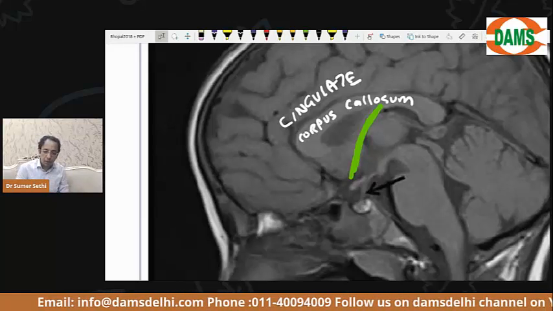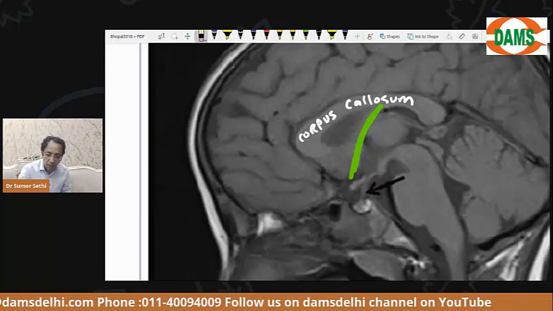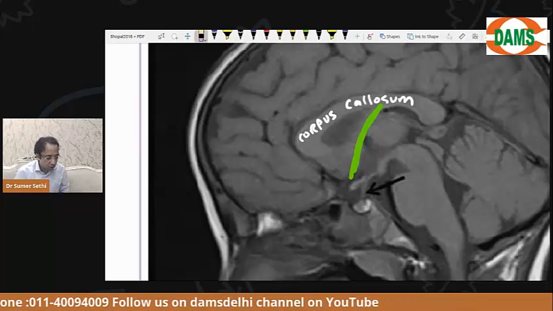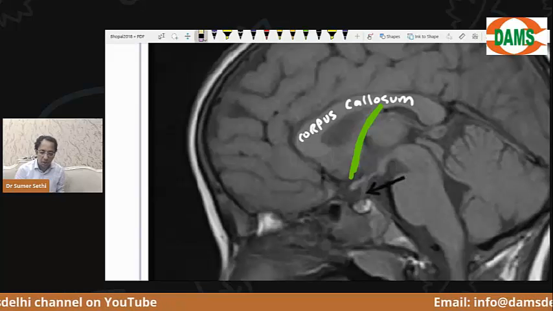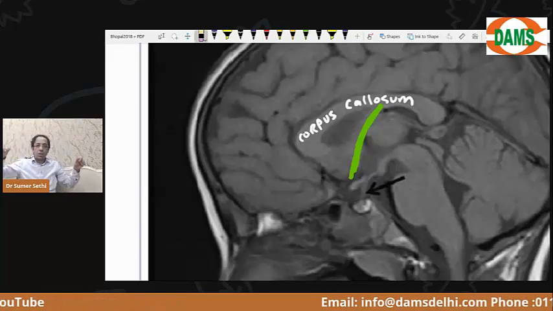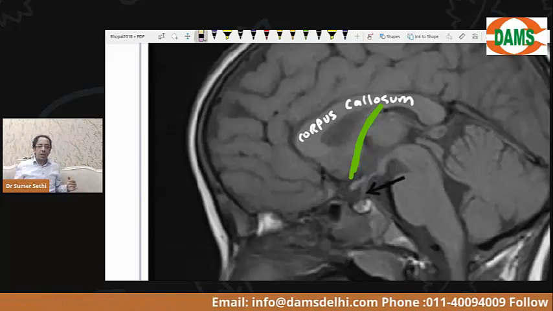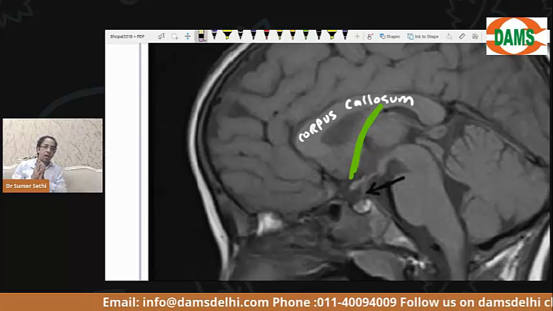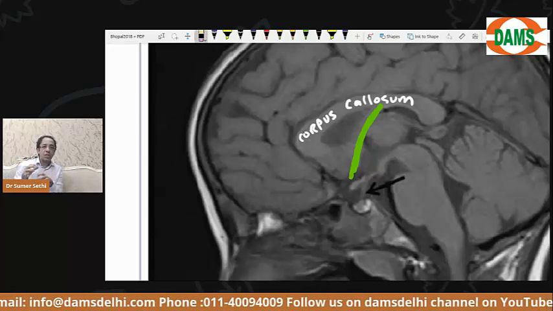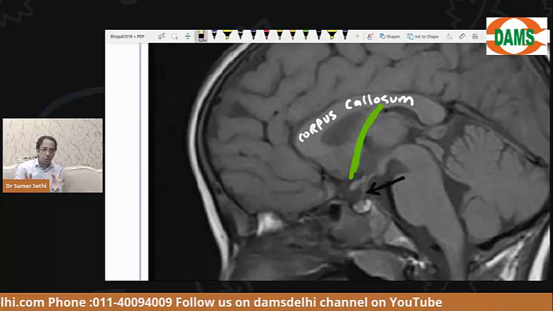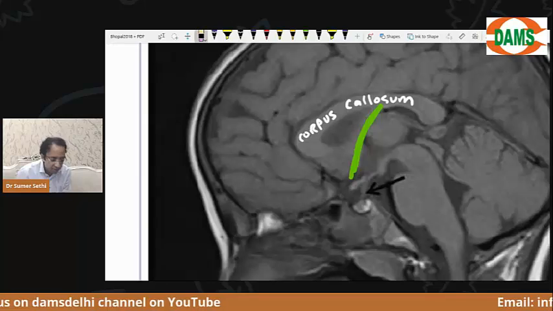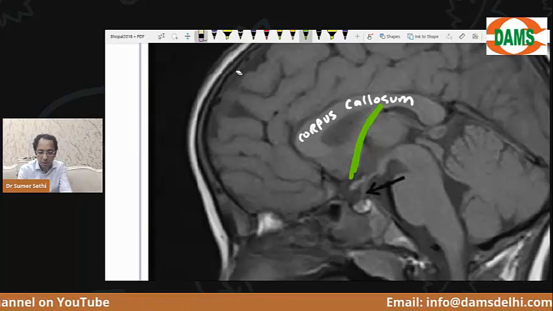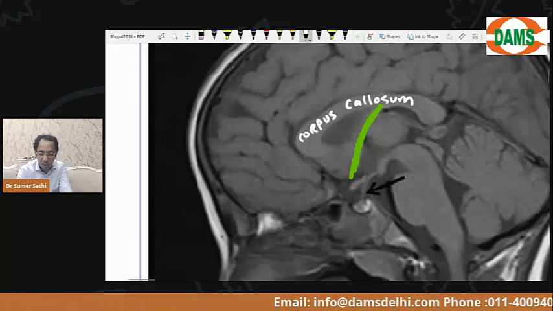Okay, so what structure is marked in green for you? I will mark a structure, and you need to tell me its name. Below the corpus callosum, when you look at the sagittal plane, we can see a white matter bundle which has both commissural as well as projection fibers, which is called the fornix. That structure is called the fornix.